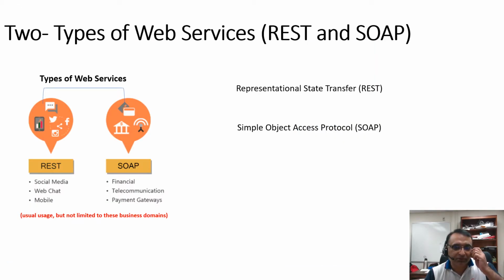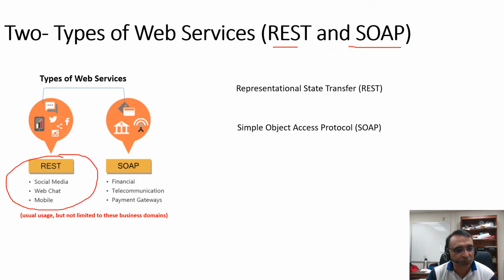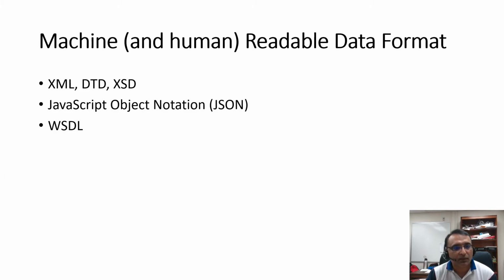So we have two types of web services, REST and SOAP. REST is usually used for social media, web chat, and mobile apps. SOAP is used for finance, telecommunication, and payment gateways. But it's not limited to these things. We might have more domains.